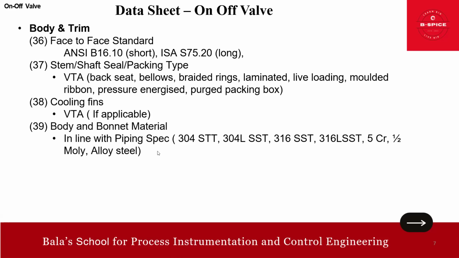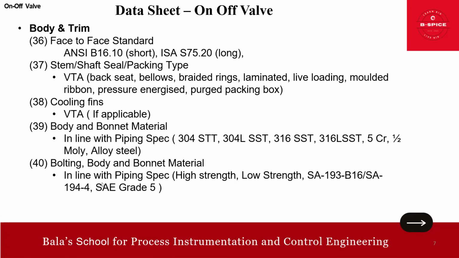Then body and bonnet material purely in line with the piping spec. We need to follow the piping spec. Could be 304 SST, I think it's a typo, 304L SST, 316 SST, alloy steel, anything you can choose, again purely based on your piping spec. Then bolting, body and bonnet material also in line with the piping spec. Whether it's high strength or low strength, all these you can choose based on your piping spec.